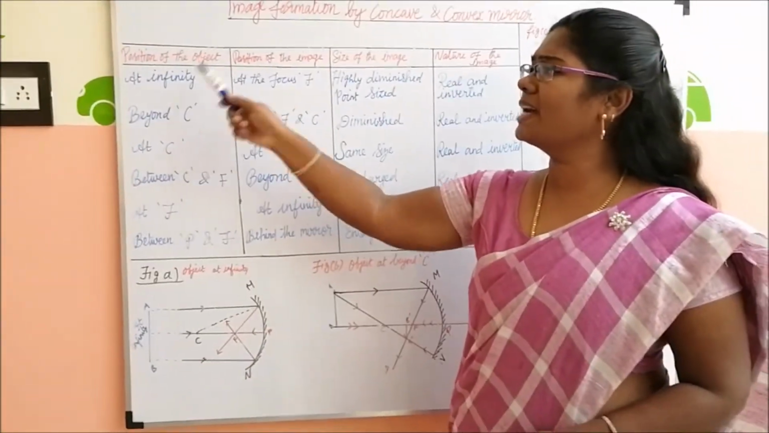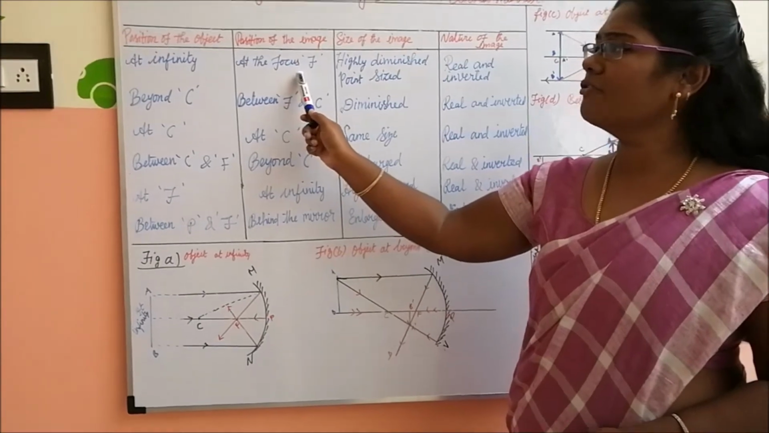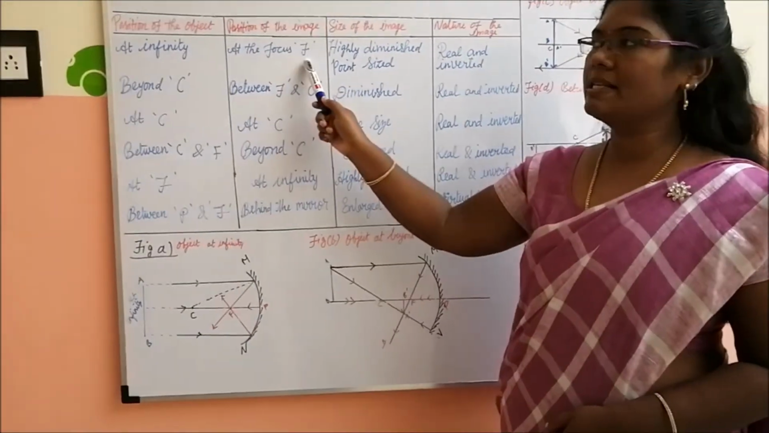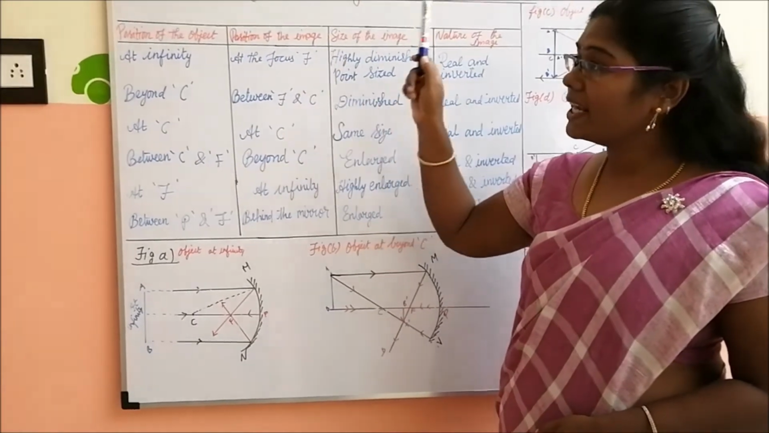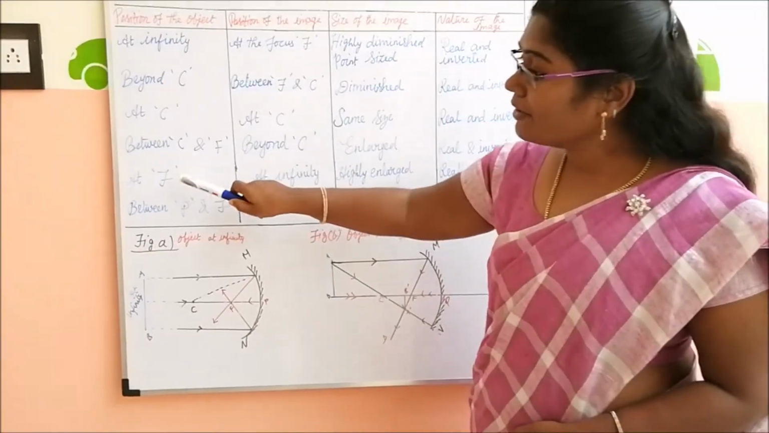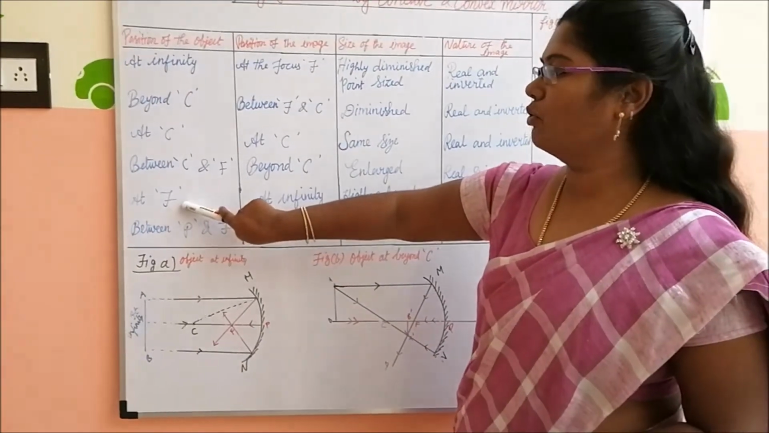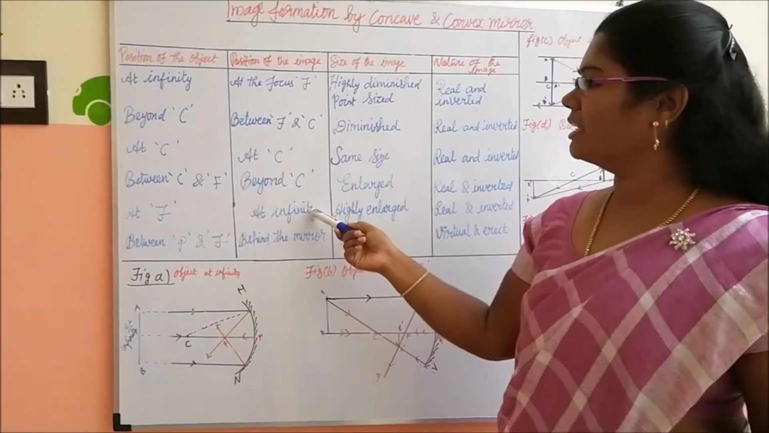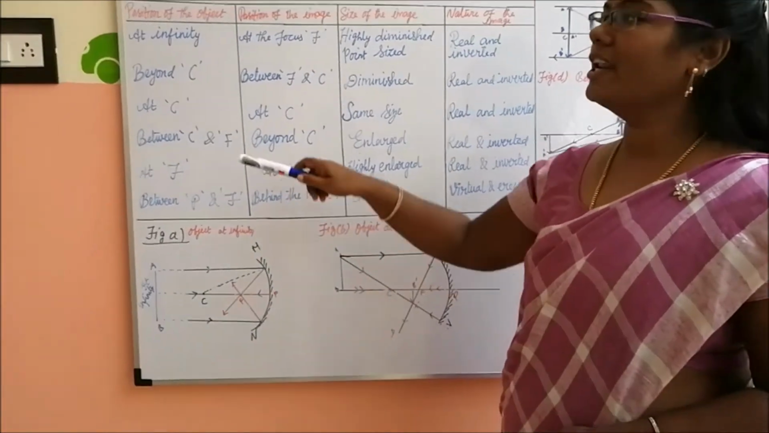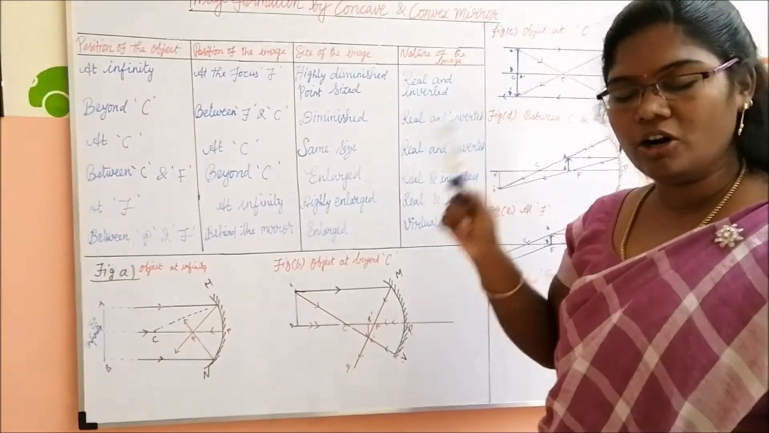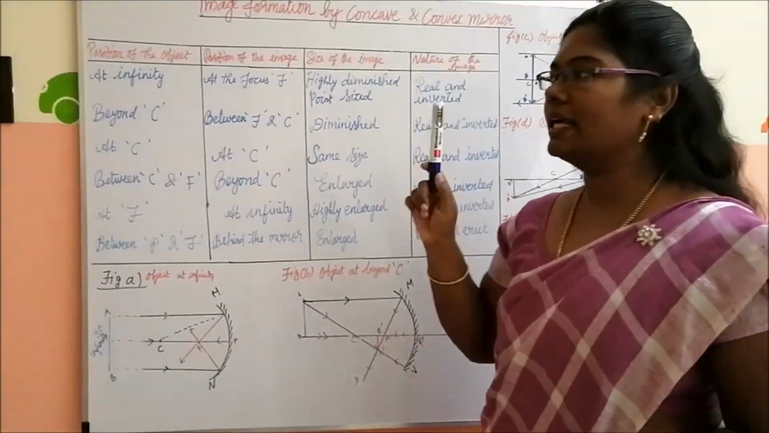If the object is at infinity, then the position of the image is F, that is principal focus. We can easily remember that if the position of the object is at F, that is at the principal focus, then the position of the image is at infinity. They are interconnected. The position of the object and position of the image are interconnected. We can remember easily.